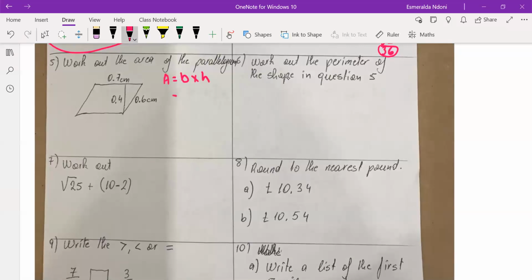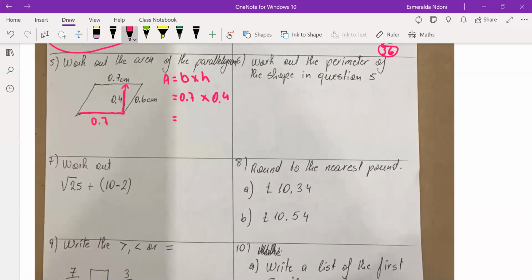Okay, now we substitute our base. This is our base, is the same as the number up there, which is 0.7. Our height is the one that's standing up. Remember when we said not the slanted one, the one that stands up, the one that's perpendicular to the base, the one that's 90 degrees to the base. So that will be 0.4.